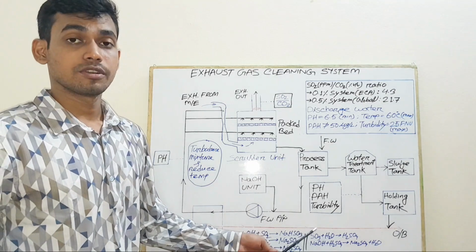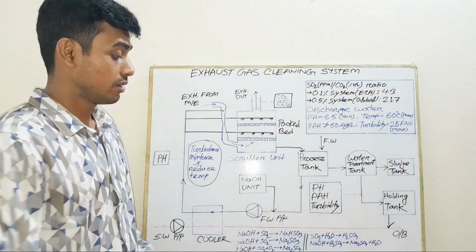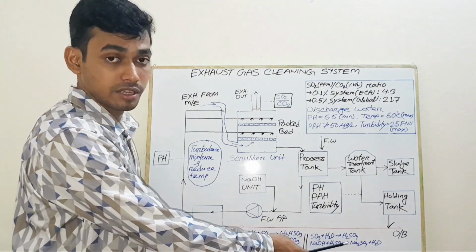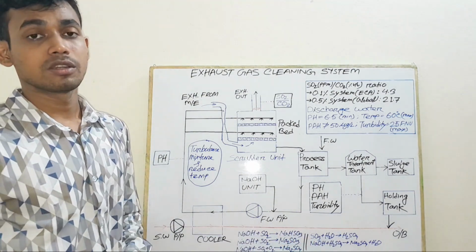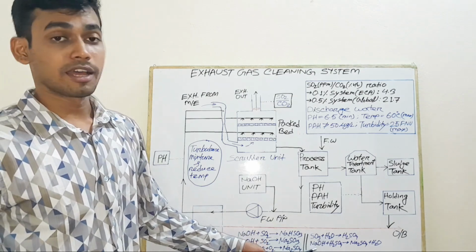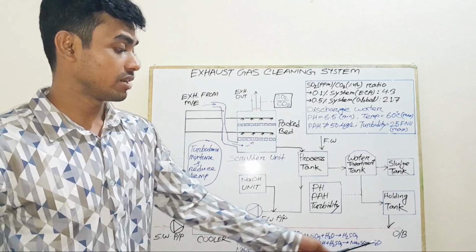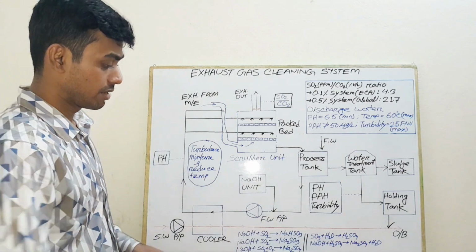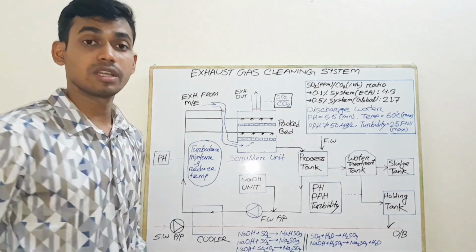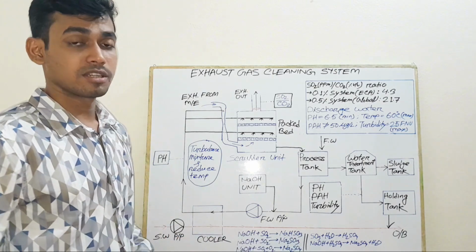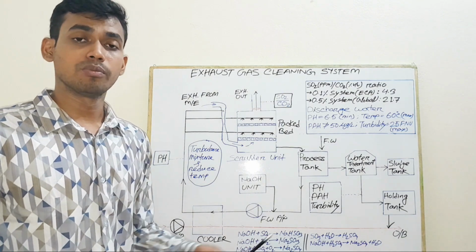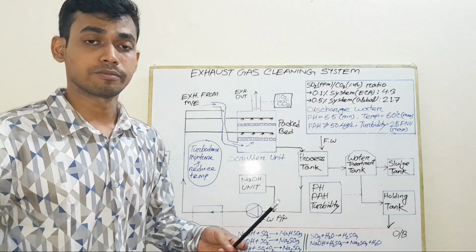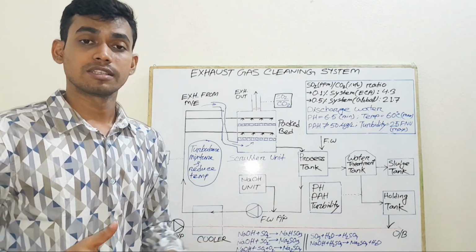If the exhaust gas has sulfur trioxide, the sulfur trioxide mixes with the fresh water and makes sulfuric acid, and sulfuric acid reacts with the alkaline sodium hydroxide and makes sodium sulfate plus water. So the final product is sodium sulfate. If we are discharging sodium sulfate into the sea, there will be no problem, because the sea already has the sulfate ion. That means seawater already contains the sulfate ion.